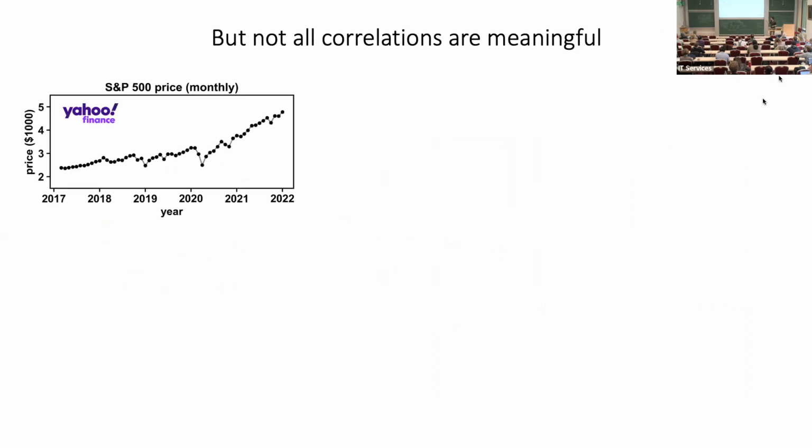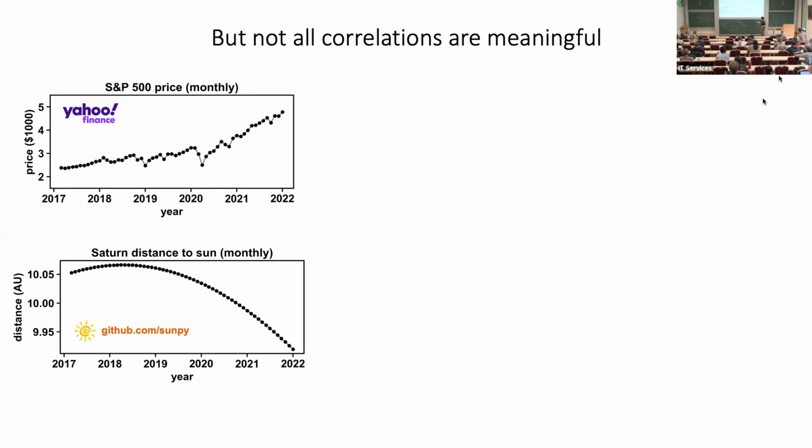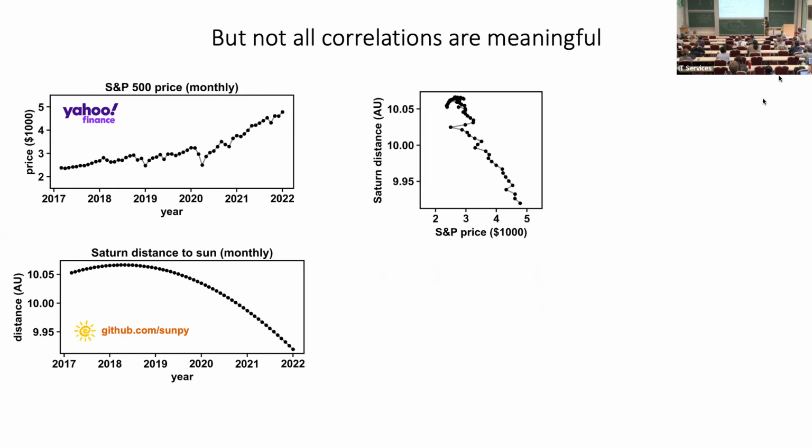So for instance, here is a time series of the monthly opening price of the S&P 500. It's a general index for the stock market. And here's the distance between Saturn and the sun over the same time period. These two variables have nothing meaningful that relates them. But if I put up their joint plot and take their correlation, I'm not going to compute it, but it's visually a very strong correlation. So not all correlations are meaningful. When is a correlation meaningful?